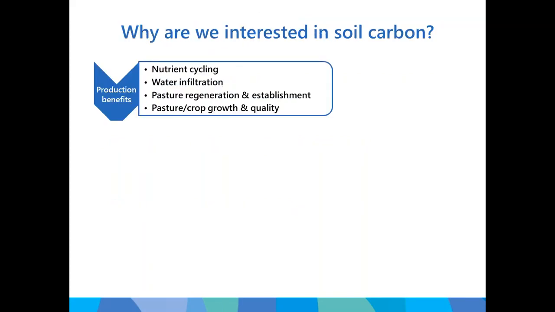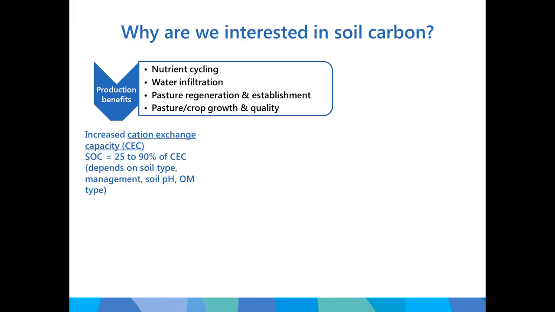So why are we interested in soil carbon? We know there's a range of production benefits such as nutrient cycling, water infiltration, pasture and crop regeneration and growth, and these are really important in our systems. Soil organic matter is basically a sponge for water and nutrients, and that's what underpins our production systems. So specifically, we know that if you increase the amount of soil organic carbon, you increase the cation exchange capacity. So we'll just quickly sidestep and have a bit of a soil science 101 here. Cation exchange capacity is the soil's ability to hold on to, store, and exchange cations or nutrients.